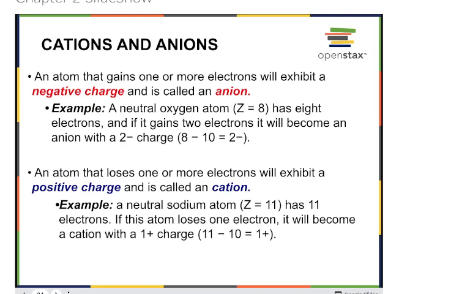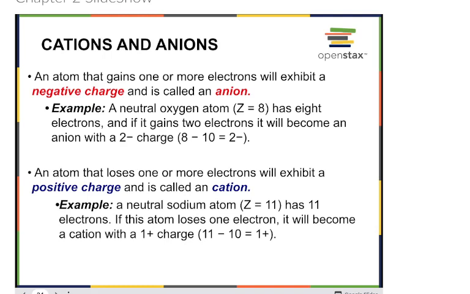Let's go over an example. A neutral oxygen atom, Z equals 8, has 8 electrons. If it gains 2 electrons, it will become an anion with a -2 charge. It starts with 8, then you gain 2 electrons. When you're gaining 2 negatives, when you already have 8 negatives, that becomes -2.